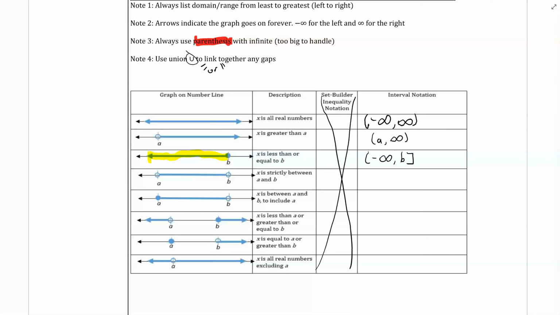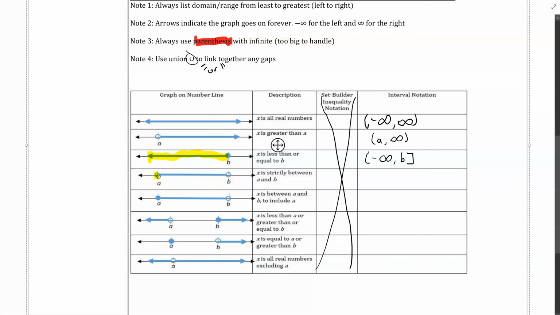Moving on. Same deal. Take your pencil, start at the leftmost section of the graph. We have an open circle at A, and because it's an open circle, we use parentheses. Tracing your pencil along the graph, we hit an open circle at B. And then again, because it's an open circle, we use a parentheses.